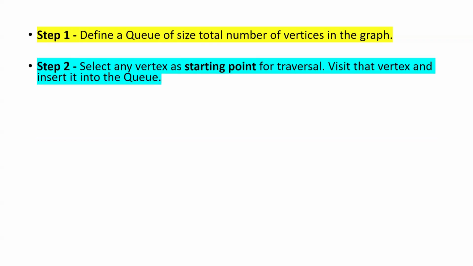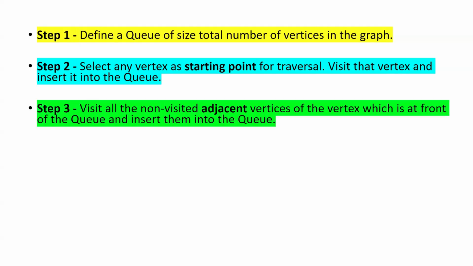Step two: select any vertex as the starting point for the traversal, visit that vertex and insert it into the queue, right? So pick a vertex to start the traversal. We pick any starting point and mark it as visited and insert it. If you visited that vertex, then you have to choose the next vertex like this. This is the entry point of the breadth first search. Wherever we pick some starting point, it is the entry point of the BFS.